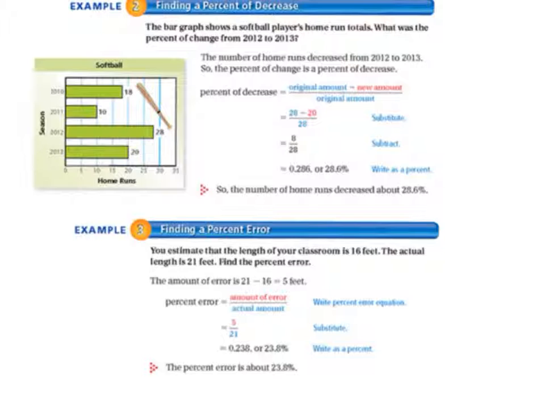Now we'll be looking at example 2 on page 243. Finding a percent of decrease. The bar graph shows a softball player's home run totals. What was the percent of change from 2012 to 2013? So we need to look at the graph, and it shows the number of home runs decreased from 2012 to 2013. He had 28 in 2012 and 20 in 2013.